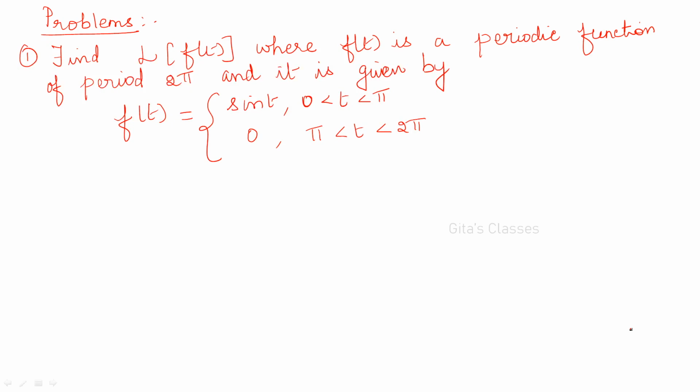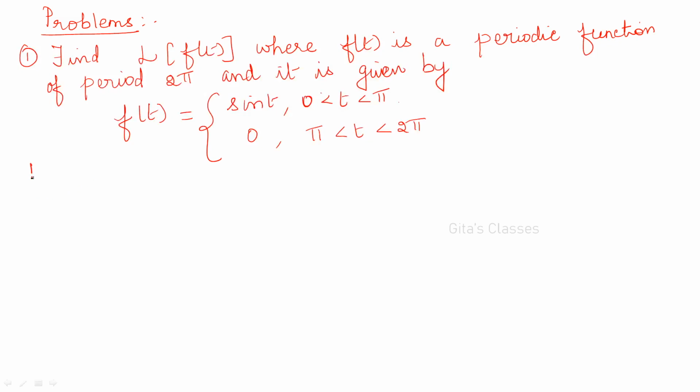If L of f of t is equal to the function where f of t is equal to sin t from 0 to pi and 0 from pi to 2 pi. This is the definition. Then find the Laplace transform of this periodic function, given that it is a periodic function of period 2 pi. Even if it is not given, you should be able to find out. In this interval, it is the same, 0 to pi and pi to 2 pi. Therefore, it is 0 to 2 pi. It is getting repeated. That means 0 to pi it is sin t, pi to 2 pi 0. Again 2 pi to 3 pi it is sin t, 3 pi to 4 pi it is 0 and so on.